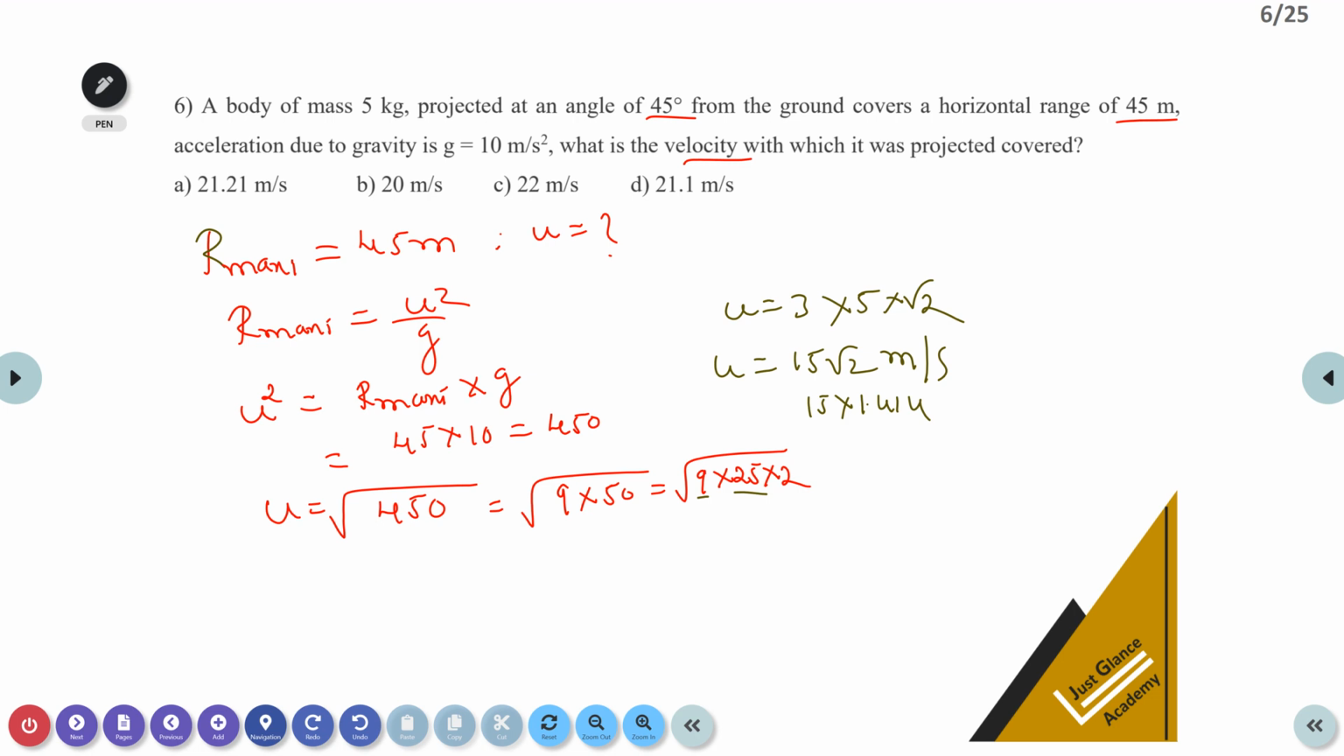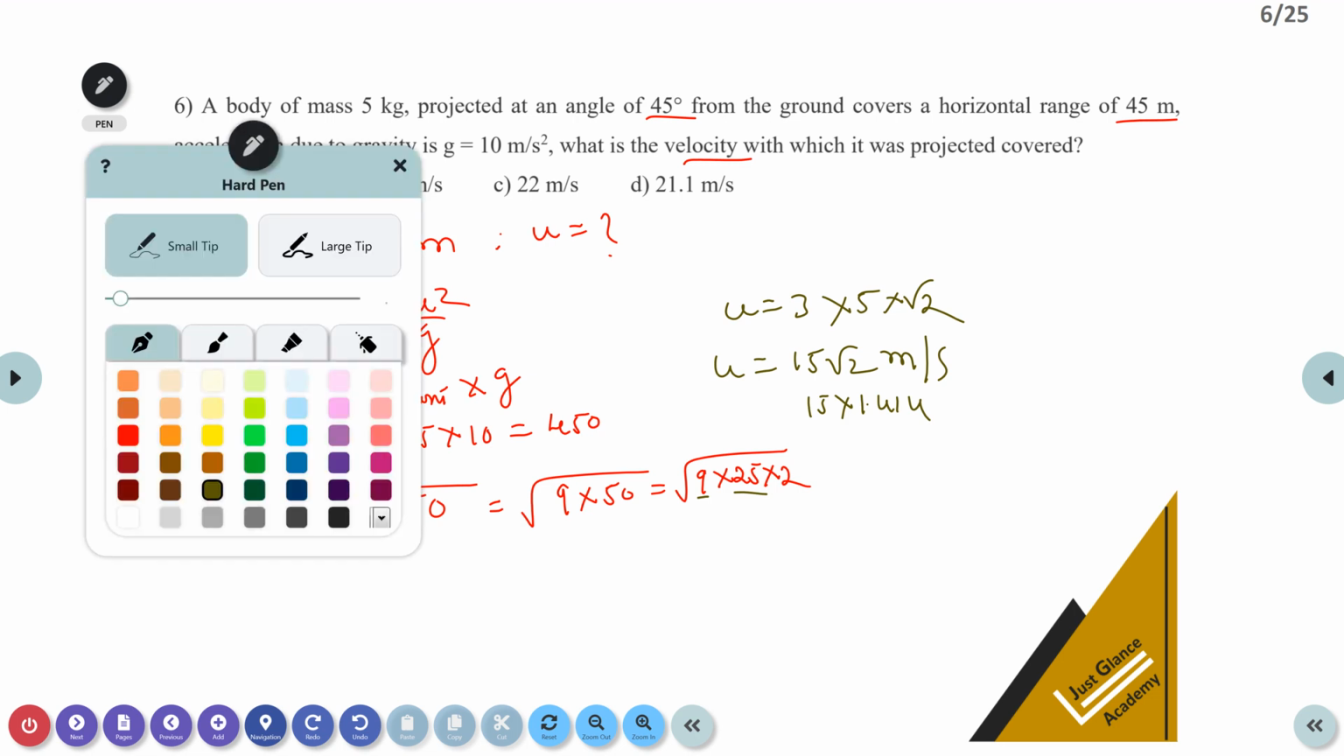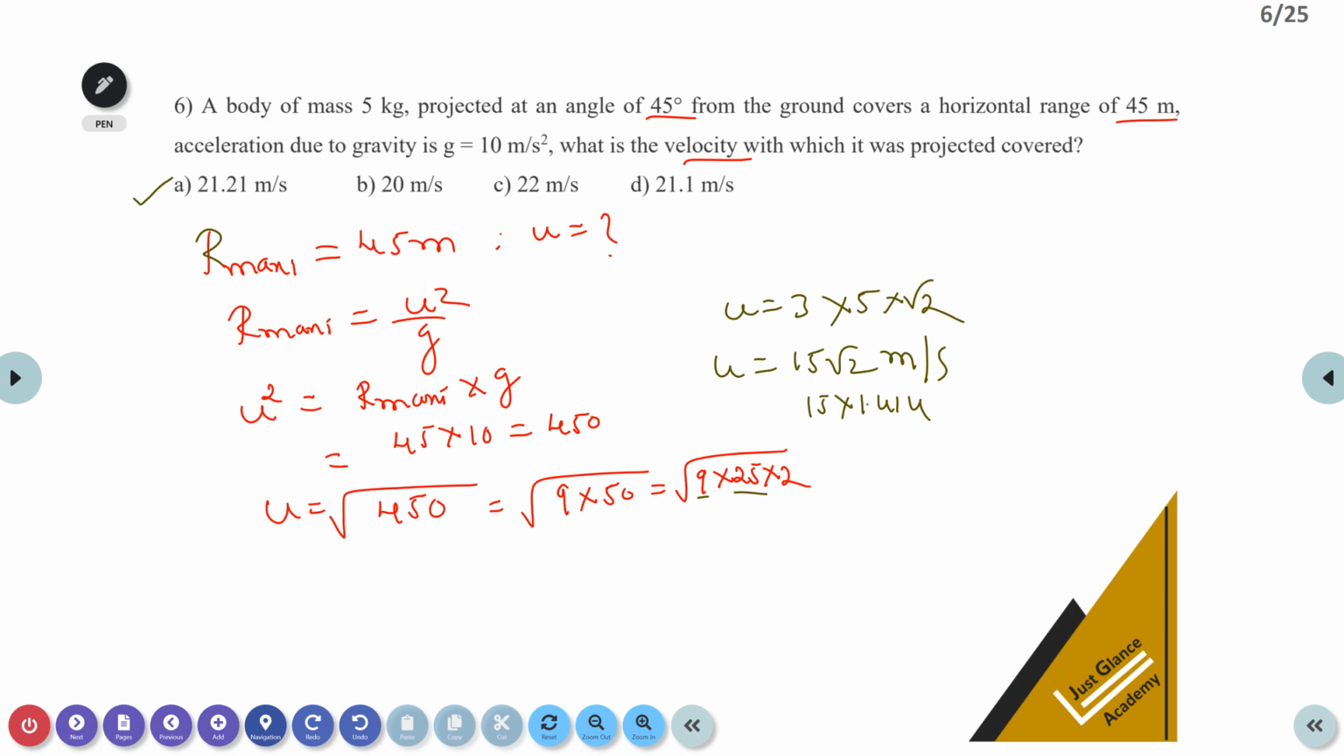These two answers are very close, D and A. So now 21.21 is the right choice. You see, in this question all the options are very close to each other. So 21.21 is the right answer.